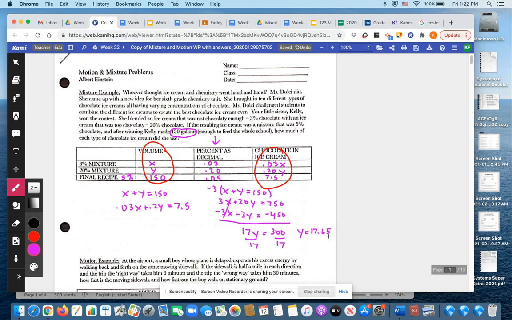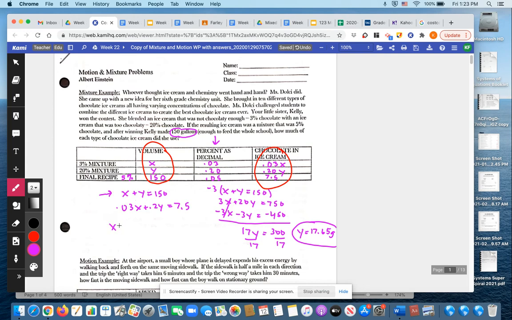17.65. And I know this is gallons. It's 17.65 gallons. So I will need 17.65 gallons of the 20% chocolate. That's what I'm looking for. In order to find x, I would take this and just plug it back into maybe this original one right here.